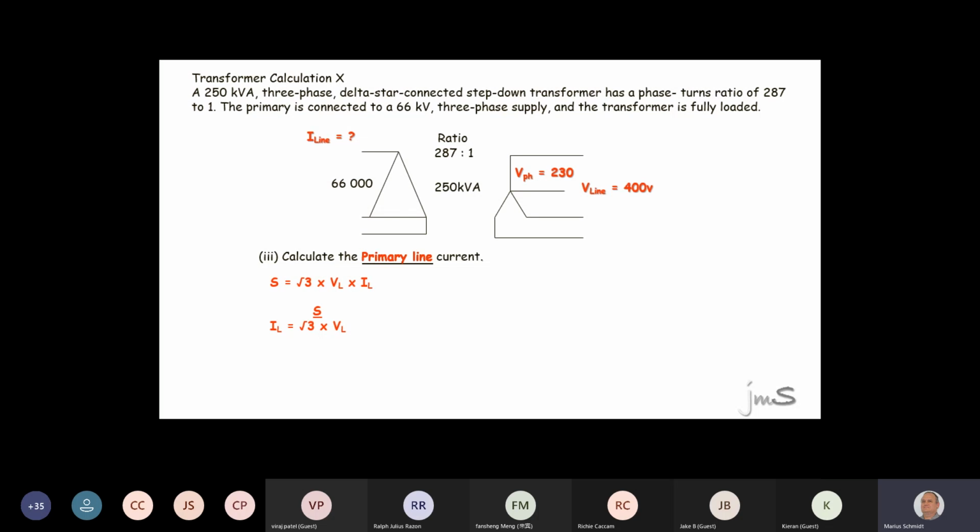Come on, guys, you've seen this formula so many times, over and over. We've done this way back in week 1. We did it in week 2. We did it with motors. We're now doing it with transformers. Now, the question is, what is my S? Anyone? 250 or 250,000? 250,000. Yes, well done. What is root 3? 1.73. Right, guys? And what is VL? What is my line voltage in my primary side?